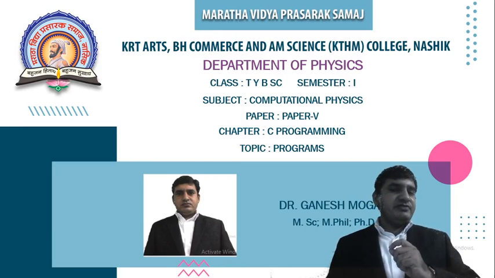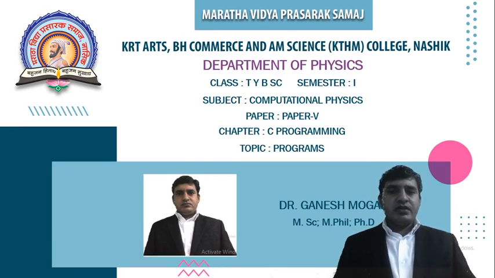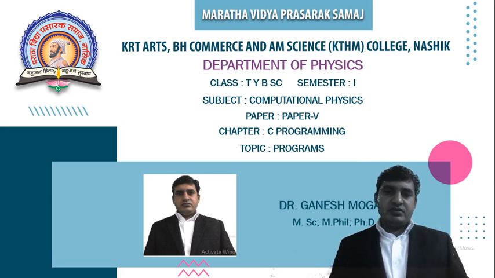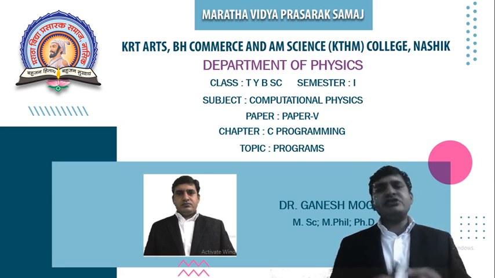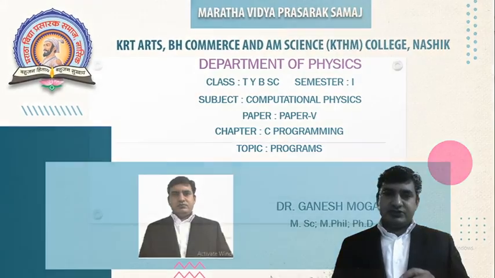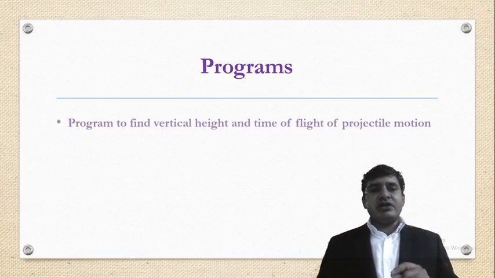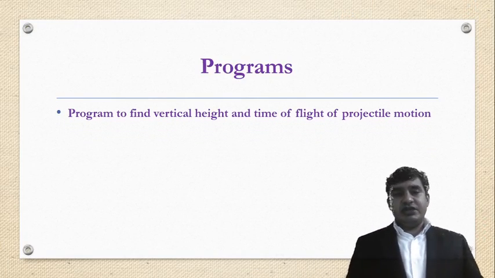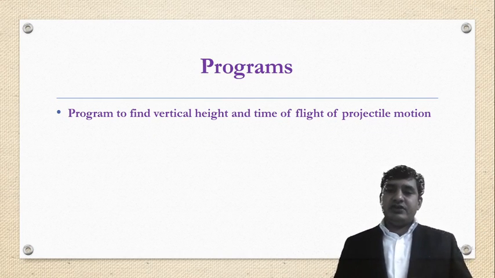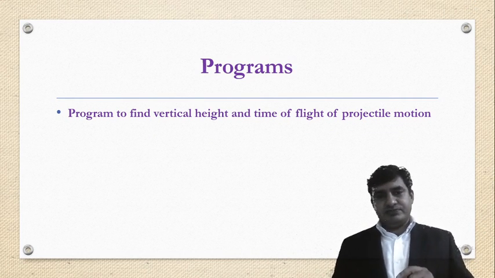from Computational Physics. Our second chapter is C programming, and from this second chapter, in this lecture, we have to see two programs. First program is a program to find vertical height and time of flight of a projectile.